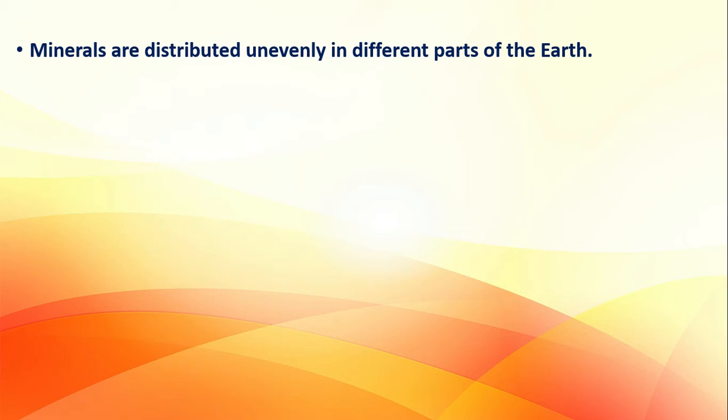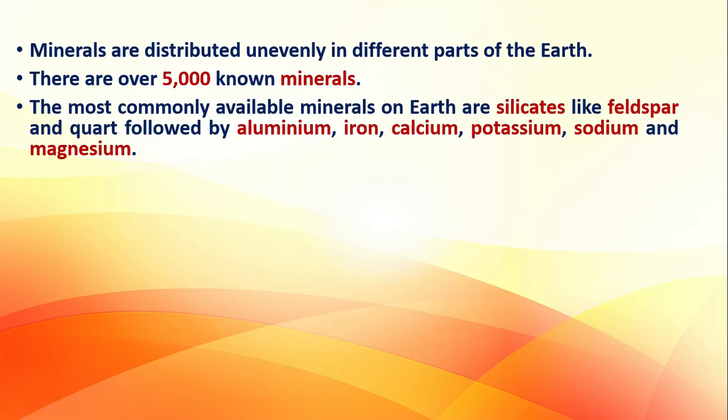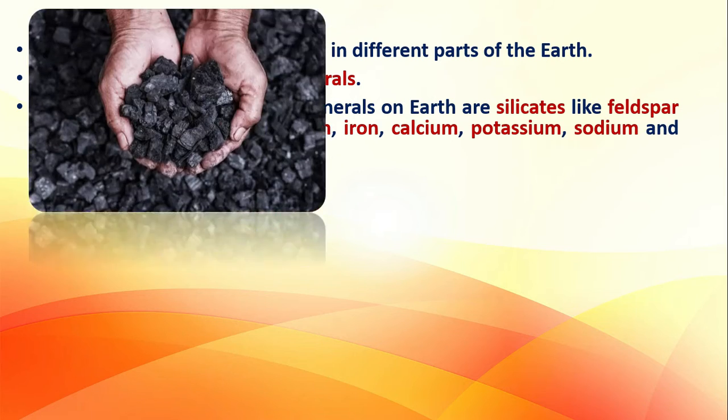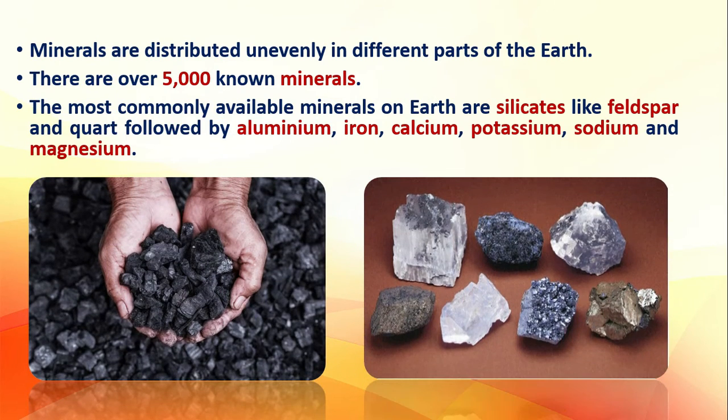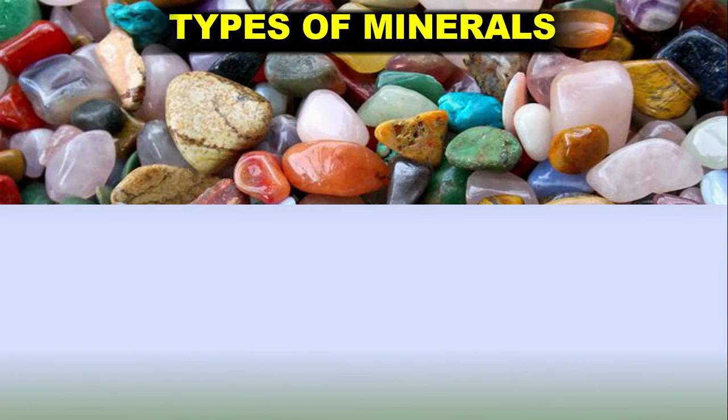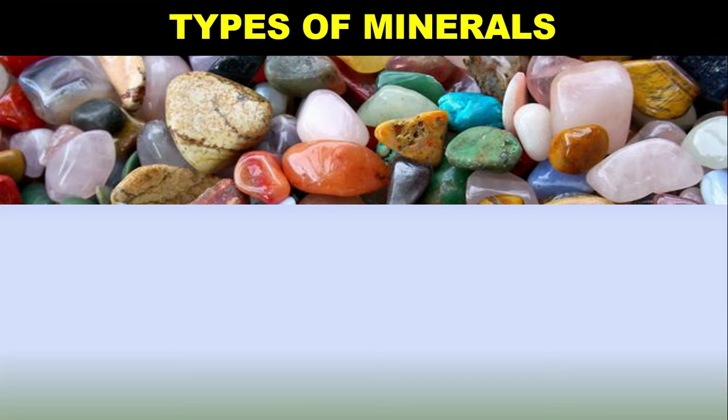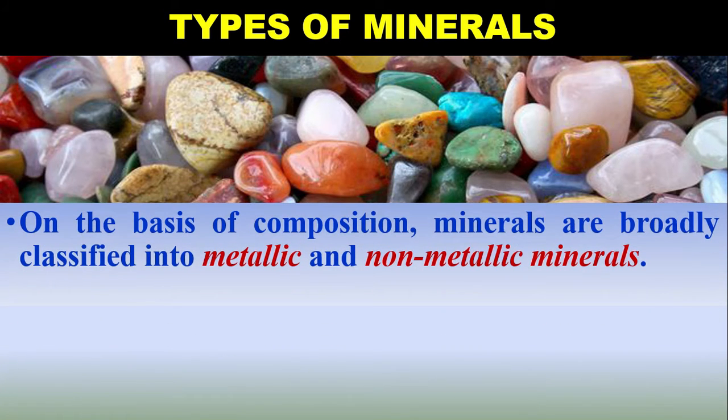the minerals are distributed unevenly in different parts of the earth. There are over 5,000 known minerals, and the most commonly available minerals are aluminium, iron, calcium, potassium, sodium, and magnesium, and the silicates like feldspar. And the next, types of minerals. Minerals are classified in two types, that is the metallic and the non-metallic minerals.